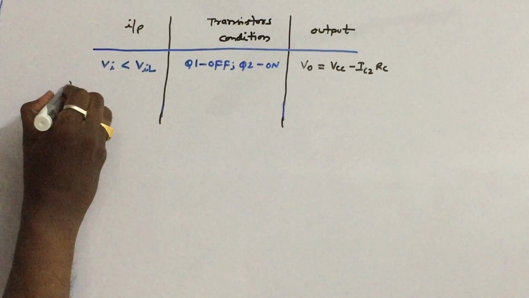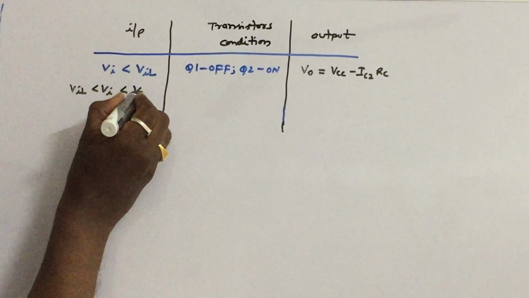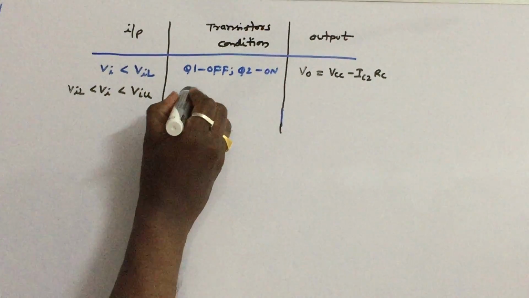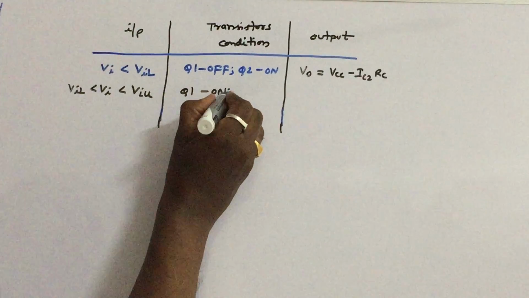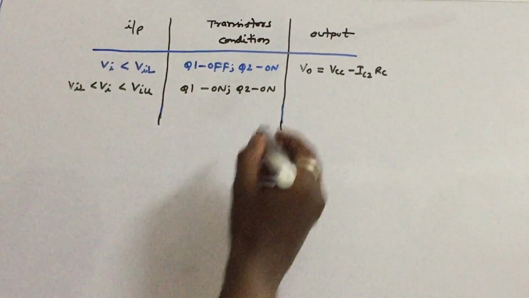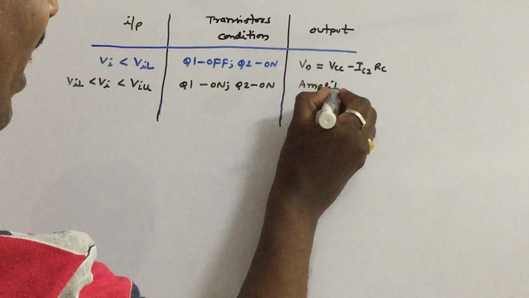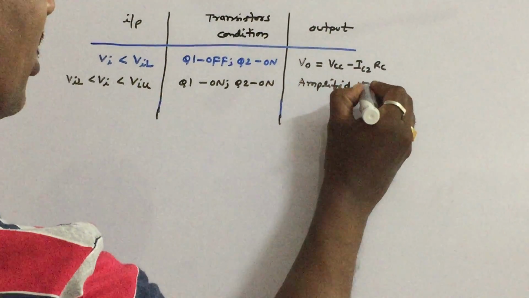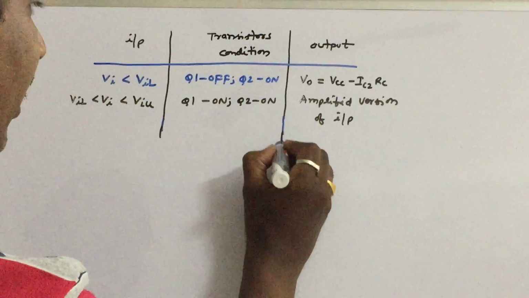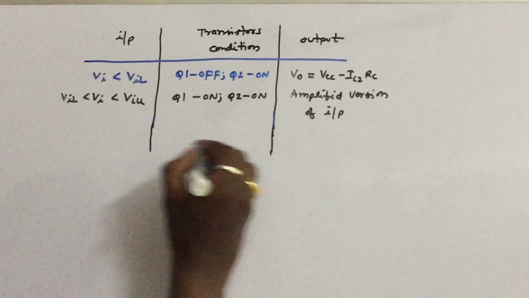So in case 2, what have we taken? We have taken the input between VIL and VIU. So in this region of input, what is the condition of the transistors? Q1 is turned into on condition. Q2 is also turned into on condition. So in this case, what is the output? Output is an amplified version of the input but not inverted.